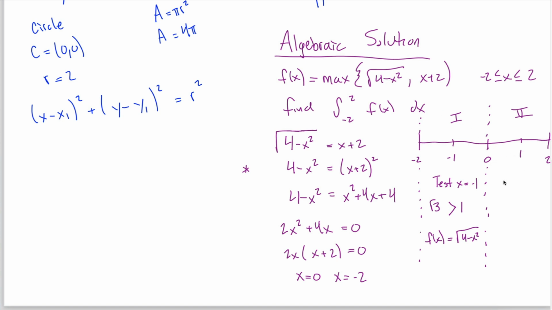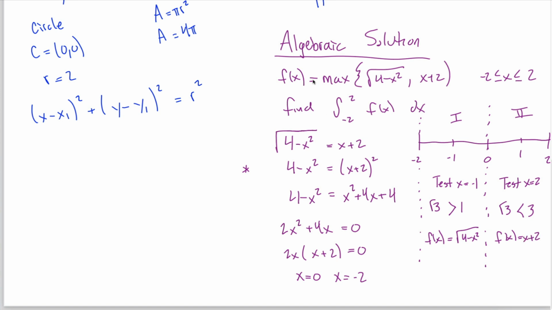Pick any number you want on this region. I don't know, test x equals 1. Over here, 1 squared is 1, 4 minus 1 is 3, so I get the square root of 3 again. But over here, 1 plus 2 is 3, and 3 is bigger than the square root of 3. Again, either because I just know that or because 3 is the square root of 9, and the square root of 9 is bigger than the square root of 3. So over here, f of x is equal to x plus 2.